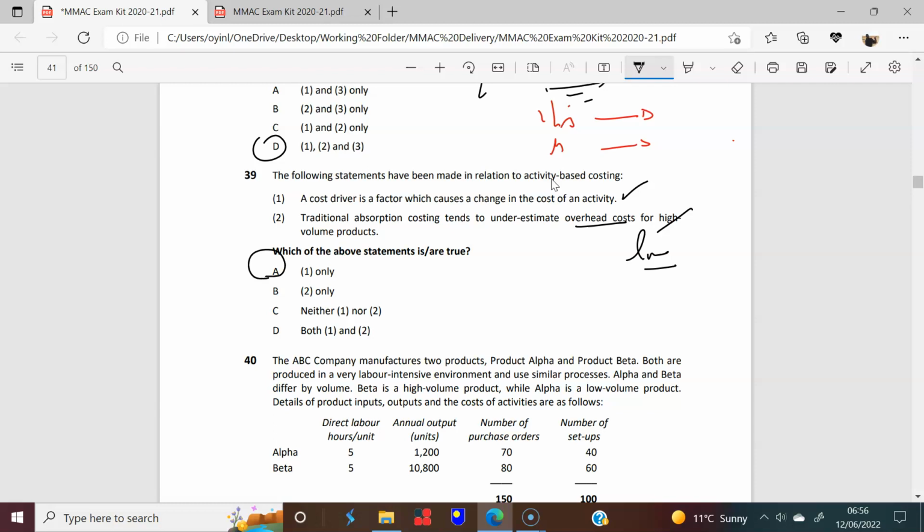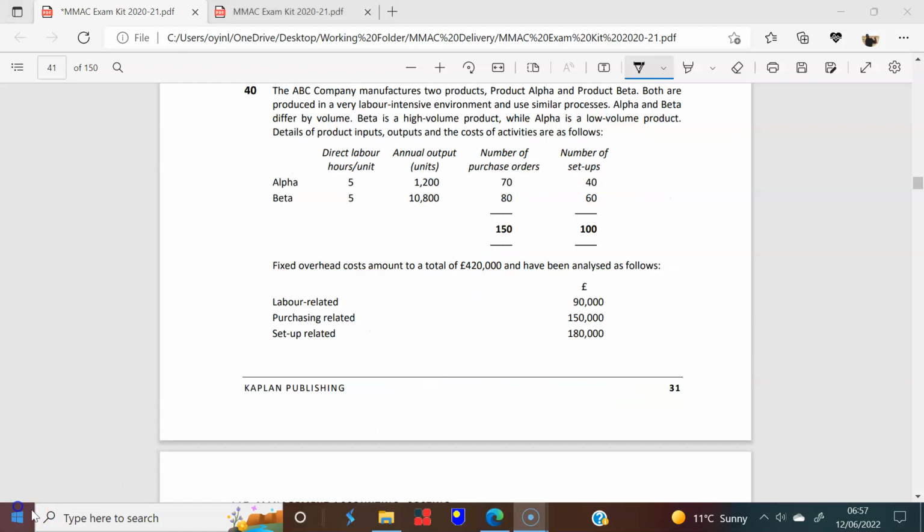And so the answer here is one only, as in only the first answer is correct. We're on to question 40. I have done this question in class. I think it's a good question to repeat for yourself.